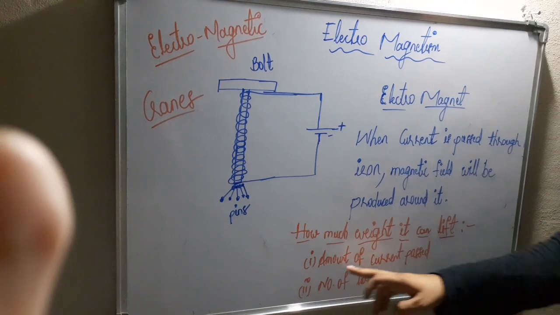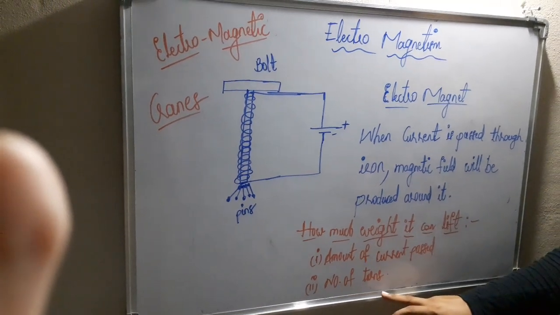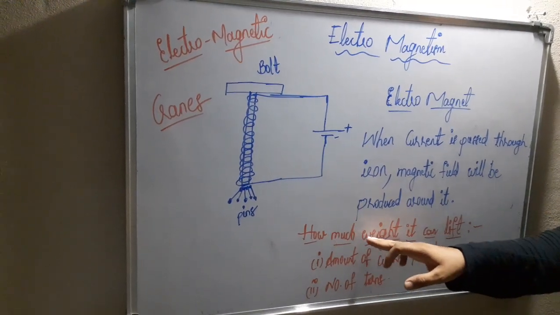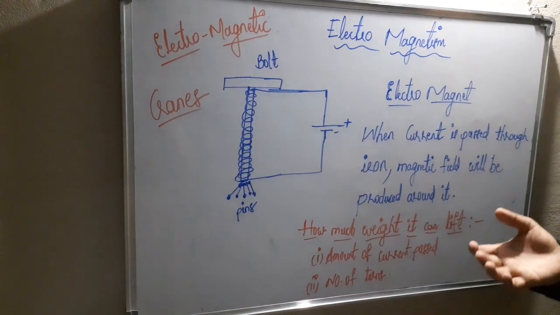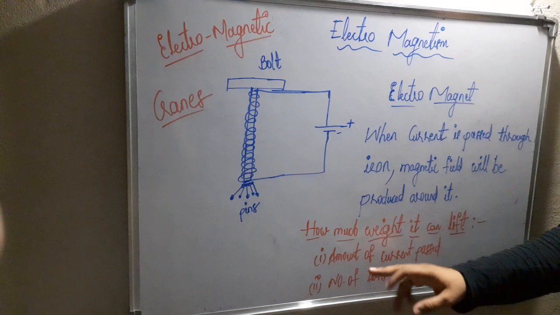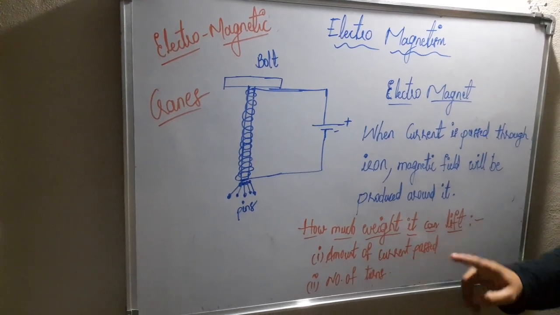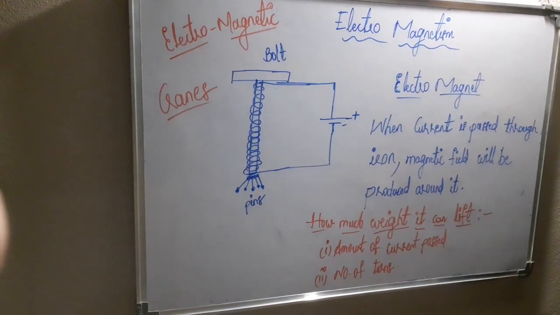So depending on the amount of current passed and the number of turns, this crane can lift anything from a small pin to heavy trucks and lorries. So it all depends on two factors: one is the amount of current passed and the second one is the number of turns.